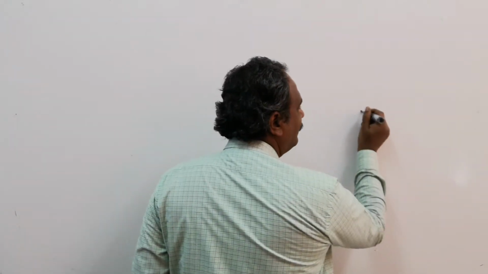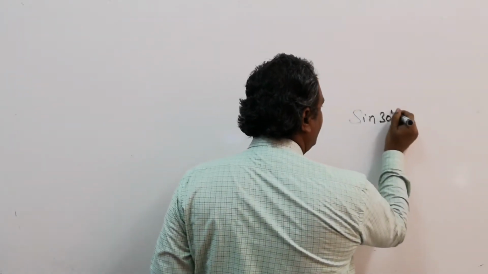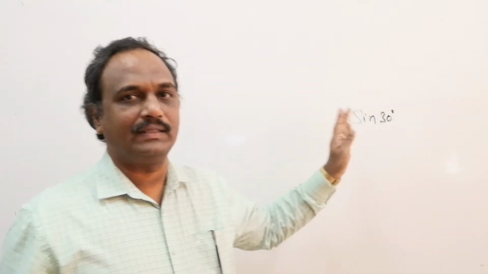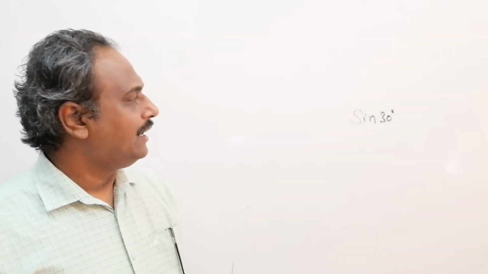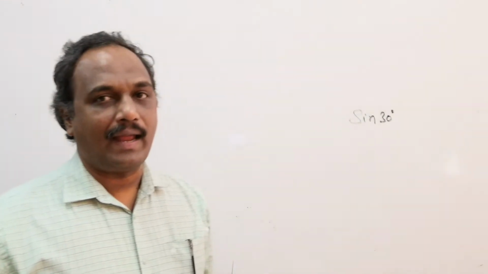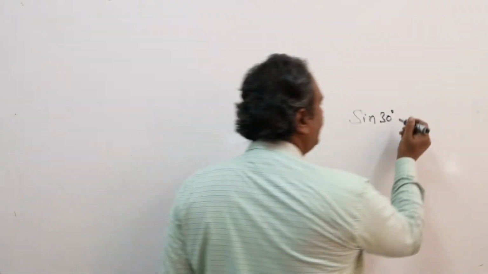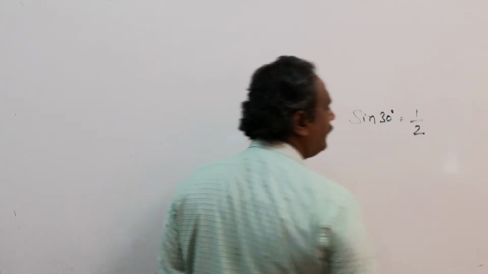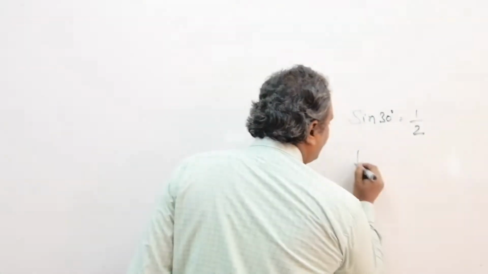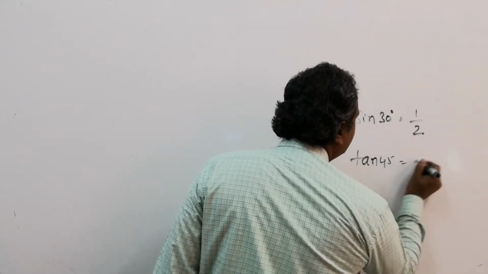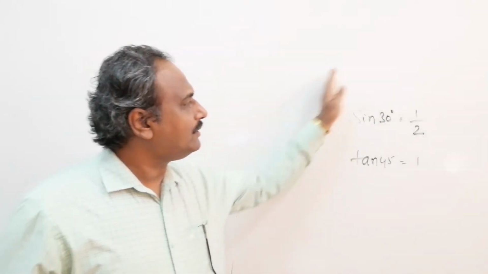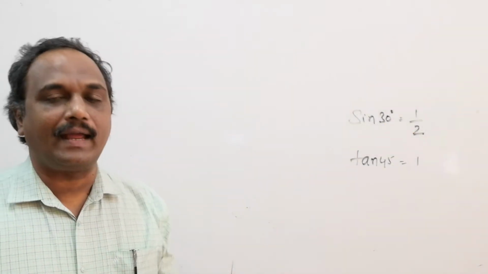We said sine 30, 45, 60, 90. We said these are all the standard angles and we defined the value for the particular angle. So the value of sine 30 degree is nothing but 1 by 2. We gave the rule, we gave the value. Tan 45, we said this is 1. So these angles are called standard angles.